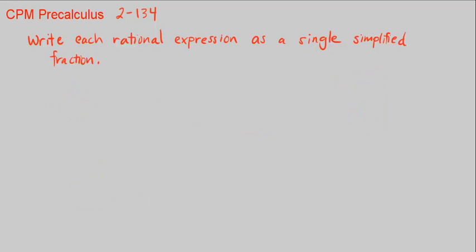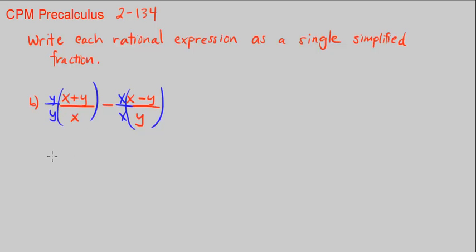Alright, let's go on to part B. Part B, here we're going to subtract one rational expression from another. So in this case, we need a common denominator. Anytime we add or subtract, we need a common denominator. So what we want to do is multiply the first one by y over y, and the second one by x over x. So that's not going to change the values because x over x is 1 and y over y is 1.